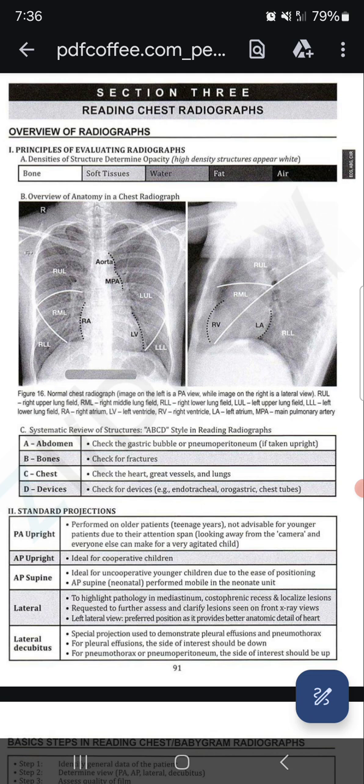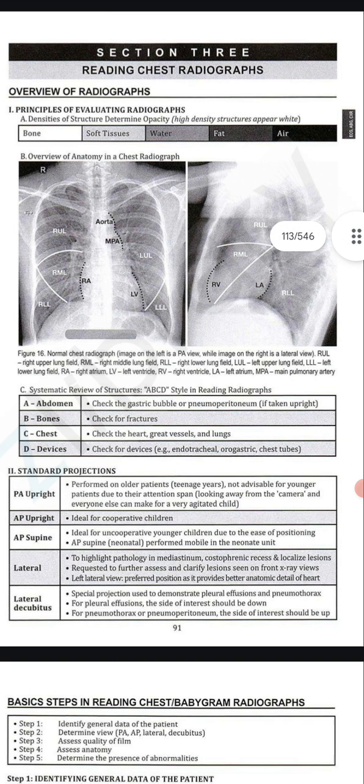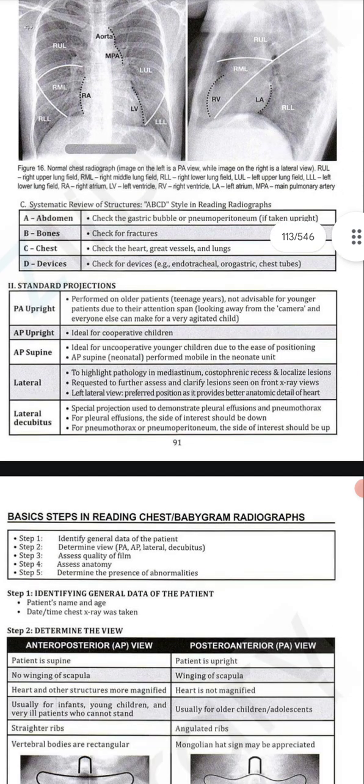Lateral view. It highlights pathology in the mediastinum and the costophrenic recess, and helps localize the lesion. It is requested to further assess and clarify the lesions seen on the frontal X-ray views. The left lateral view is the preferred position as it provides better anatomic detail of the heart. Lateral decubitus is a special projection used to demonstrate pleural effusion and pneumothorax. For pleural effusion, the side of interest should be down. For pneumothorax or pneumoperitoneum, the side of interest should be up.